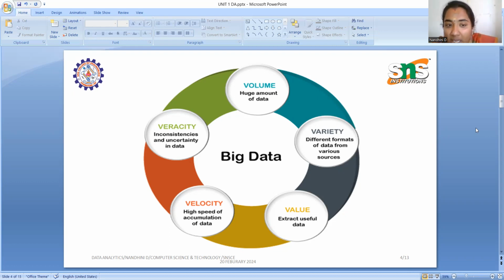Next one is veracity. What is veracity? Inconsistency and uncertainty in data. Some errorful data, or some data has been deleted or removed. That is mainly important data, but the data is not available, and that is known as veracity. Now this big data consists of five V's. We have seen volume, variety, value, velocity, and veracity.